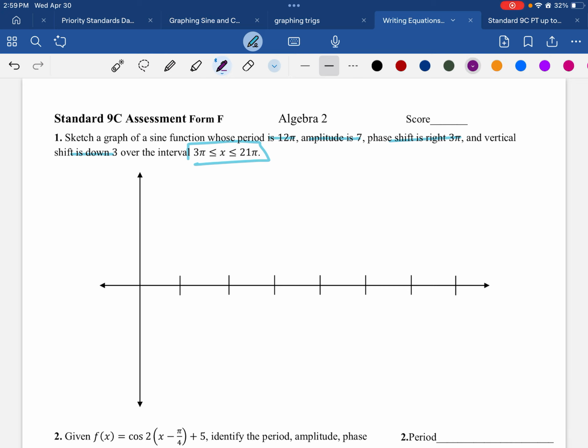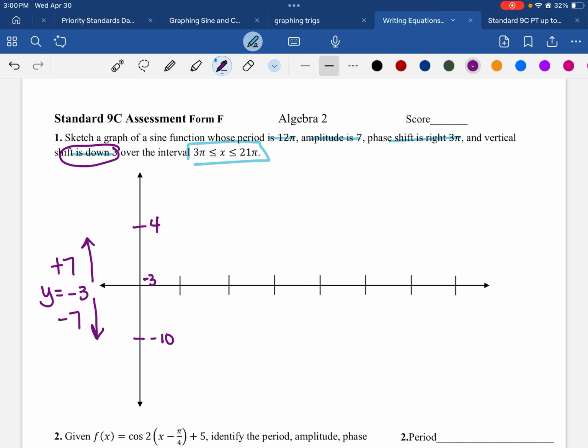First thing you want to do is write down what your amplitude is. So amplitude is 7. We're going to go from the midline plus 7, and we are going to go down 7. The midline comes from your vertical shift down 3, so I'm going to write y equals -3 here. -3 plus 7 is 4. Down 7 is going to be -10.